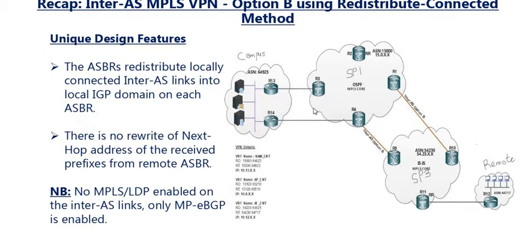In this scenario, there is no rewrite of the next-hop address of the received prefixes from the remote ASBR. So it means that you don't need to bother doing next-hop-self configuration on this ASBR.